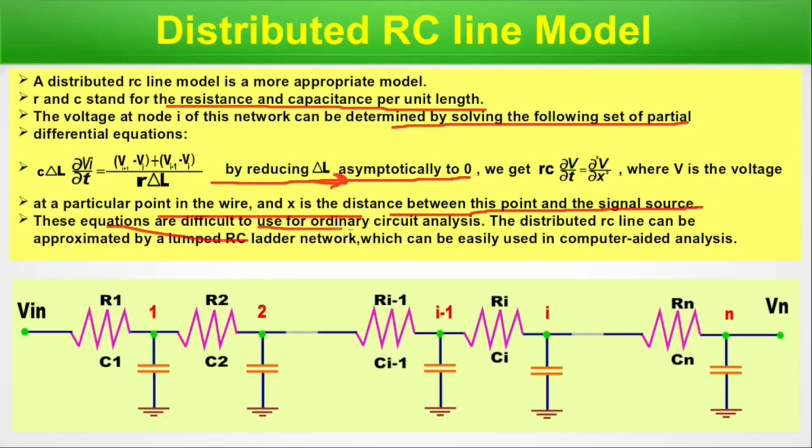The distributed RC line can be approximated by a lumped RC ladder network, which can be easily used in computer aided analysis. So again we are taking different approximations, like first delta L will tend to 0 and then it will become a function of RC, and we will try to approximate it by a lumped RC ladder network because it's easier to solve and then use in computer aided analysis. Let's move to the next slide.